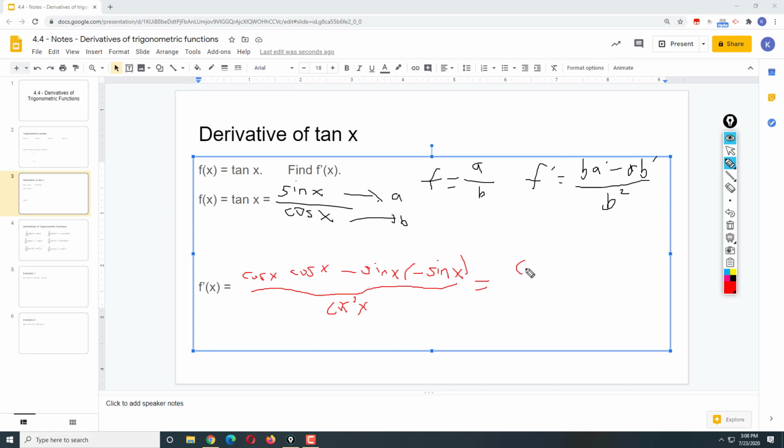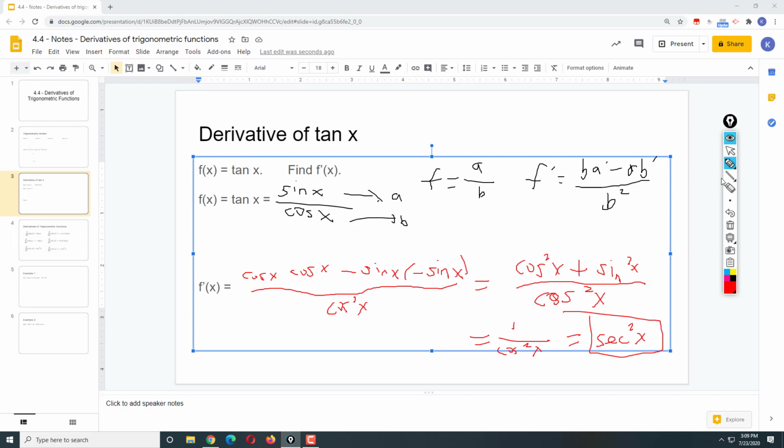Let's simplify. So f prime of x is cosine squared x. The two negatives cancel each other out, so it's plus sine squared x over cosine squared x. From our last slide, we just saw that cosine squared plus sine squared is 1. So the derivative of tangent x is 1 over cosine squared x. But remember, 1 over cosine x is secant x. So 1 over cosine squared x is secant squared x. So that's why the derivative of tangent x is secant squared x.